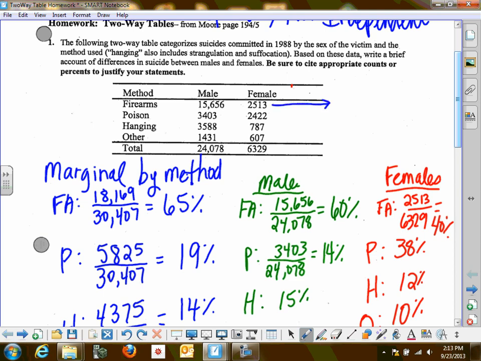The total for firearms is 18,169. The total for poison is 5,825. The total for hanging is 4,375. The total for other is 2,038. And the total is 30,407. So that's the total.